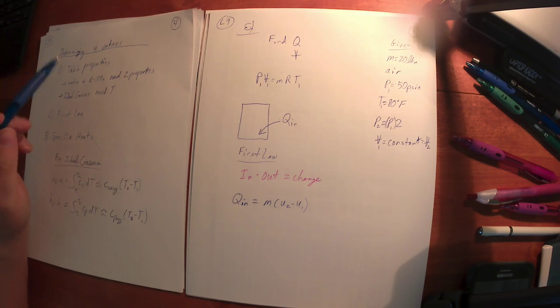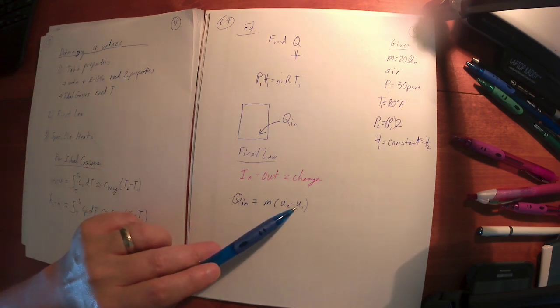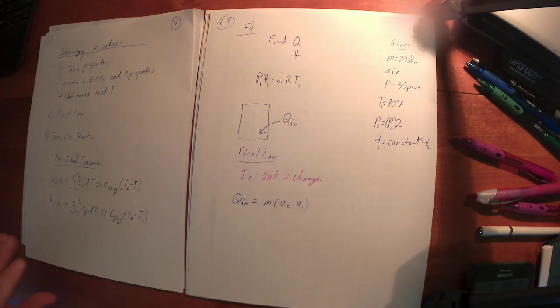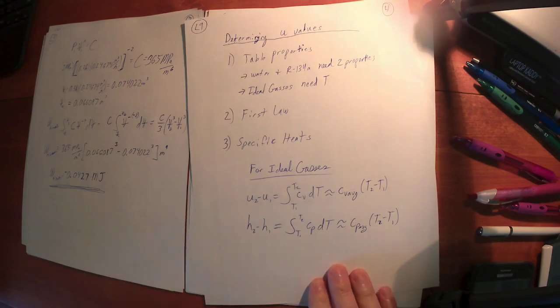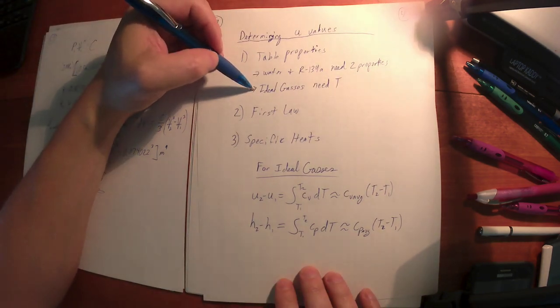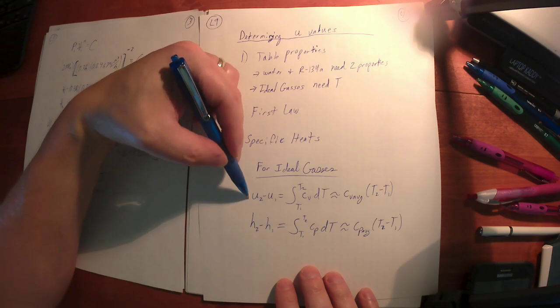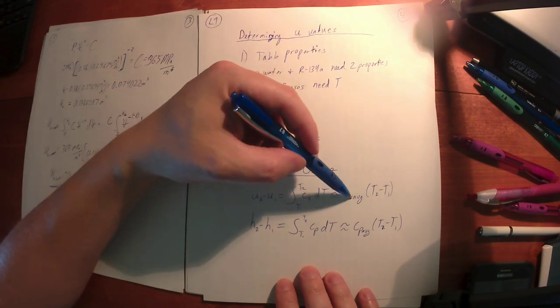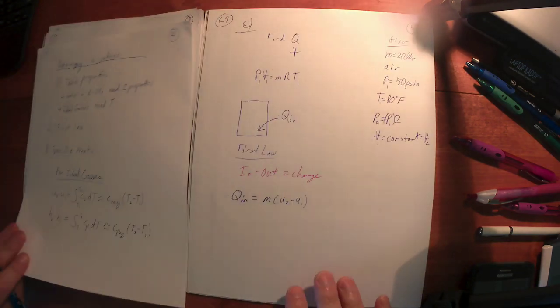What do we know? We're looking for heat. We know the mass. I don't know the U's. So how do we find U's? Well, we go back and say, all right, what are some ways I can find U's? I could probably use table properties for an ideal gas. I do have an ideal gas. Or I could use specific heats. Let's try the specific heats. I know delta U, we can approximate a C sub V average delta T. Okay, let's do that.